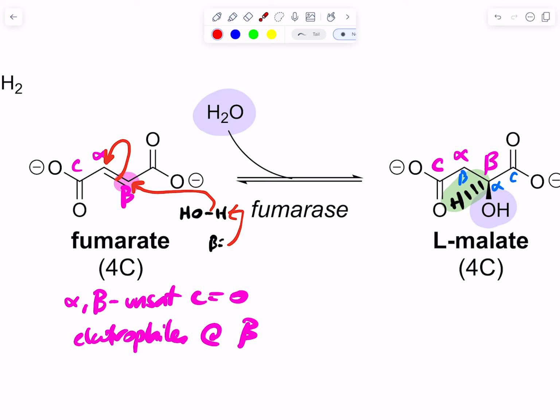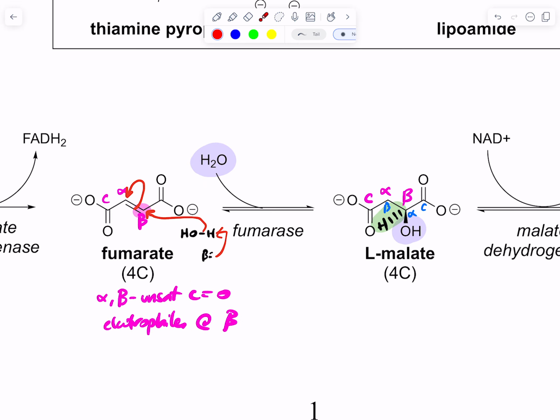Instead of alpha. Yeah. In this case, though, you could attack either because they're both alpha. Because it's symmetric, one's beta to one and the other's beta to the other, so you could attack either one. And you must presume that either one does get attacked, though you always end up with that stereochemistry. The enzyme controls that.